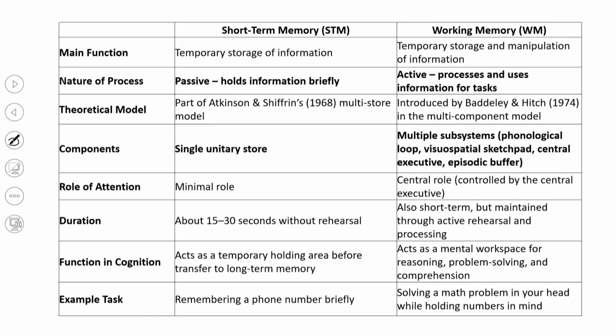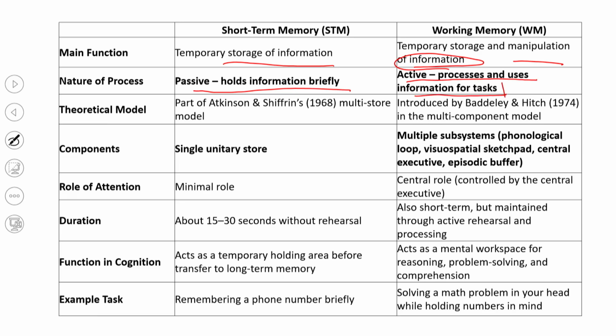So, it is in a tabular form, all the differences are shown. Both short term memory and working memory involve temporary storage, but in working memory manipulation of information is also included, which is not included in short term memory. Short term memory is generally a passive holding of information. Working memory is about active processing and using of information for a task.